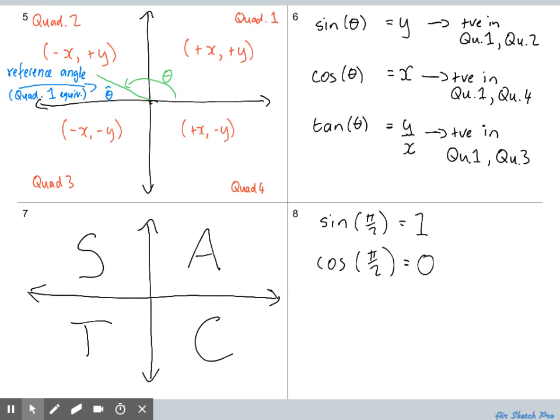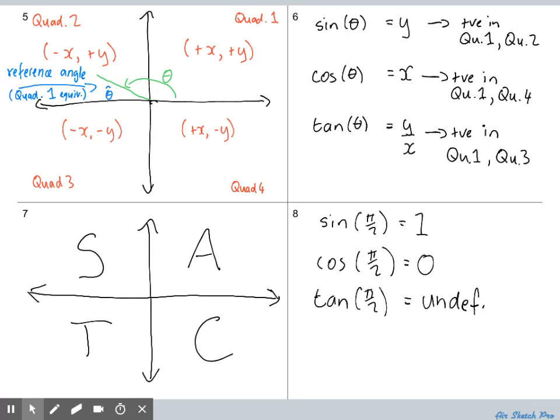Okay? And the tan of 90 degrees is equal to y over x. That's y there. That's x over there. 1 divided by 0 is undefined. Yep. Okay, you cannot divide a number by 0 and still exist in the real number plane. Alrighty, so that's 90 degrees.